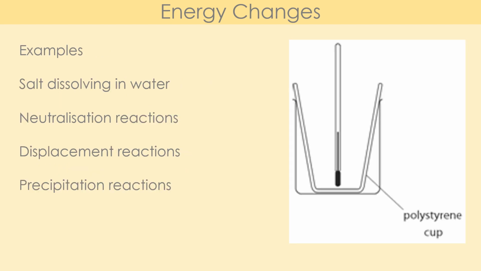So some examples are, we've got salt dissolving in water. That is an example of a chemical reaction. We do get an energy change there. Neutralization reactions, that is where an acid and alkali mix to neutralize each other. Displacement reactions, where one element displaces another from a compound. Or precipitation reactions, where we're forming a solid.